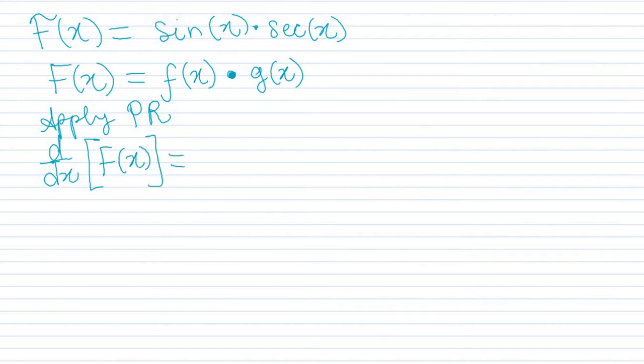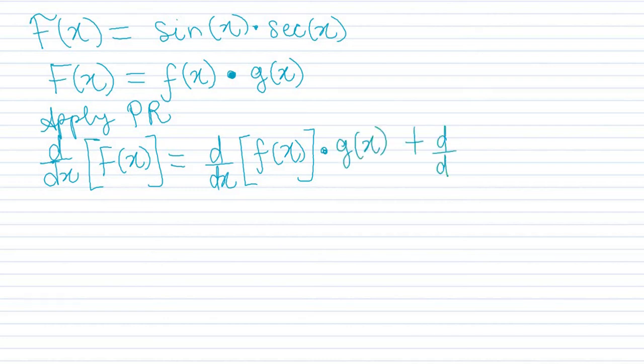It is the same thing as the derivative of the first subfunction, since we're applying the product rule, that's how it works, multiplied by the second subfunction, plus the derivative of the second subfunction, d/dx of g of x, multiplied by the first subfunction, which is just f of x. And that's it. This is what the product rule is.